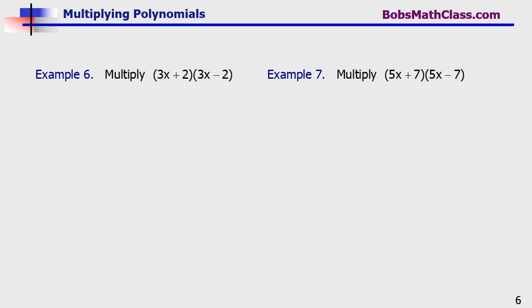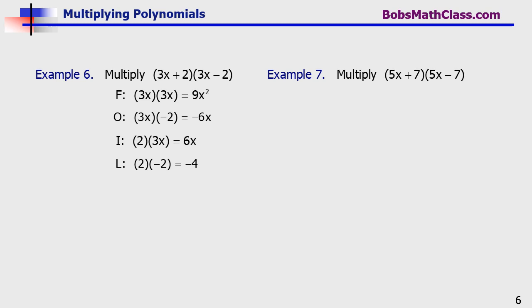All right, here's two more, and these ones just have special products. What that means is, well, you'll see. Let's do the first one. The firsts, 9x squared. Again, you can always pause if you want to make sure you give it a shot before we do it. Outers, negative 6x. Inners, 6x. And the lasts, negative 4. Now look what happens with the two middle terms. Yeah, that's right, they cancel. So in this case, our answer is only a binomial.